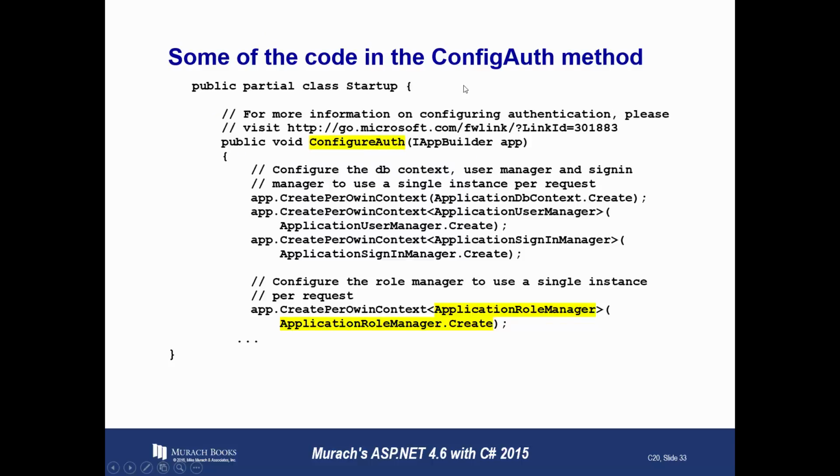Now the Startup.Auth.cs file in the App_Start folder includes a class named Startup, and that Startup has a ConfigureAuth method in it. You can see that here. This method is called by the Startup.cs file in the root directory at startup, and it makes sure that there's only a single instance of certain objects per request.